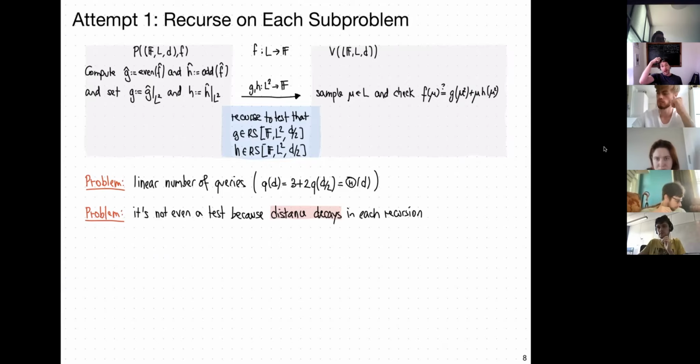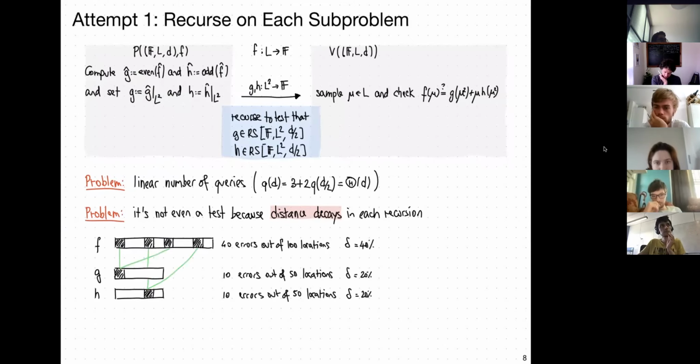Maybe we started with a function which is very far from being low degree, and then we decompose it into two smaller problems, and each one of them was far, but maybe just a little bit less. And when we do it over and over again, they would suddenly get closer and closer to low degree, and maybe entirely low degree. So let me show you how this could actually happen.